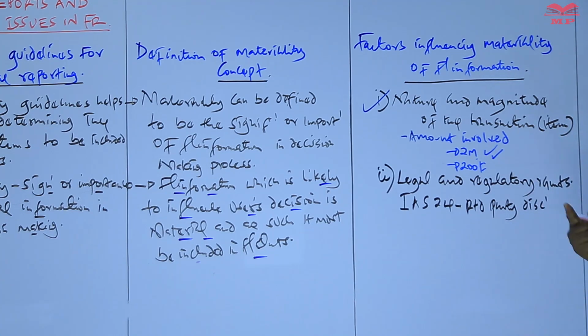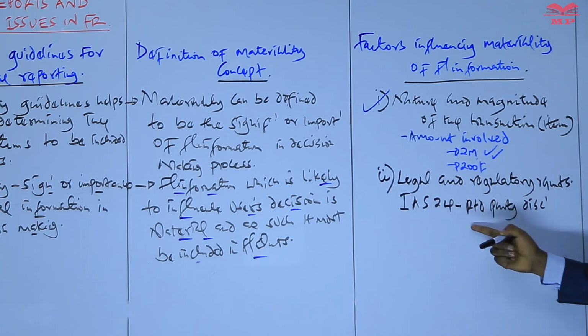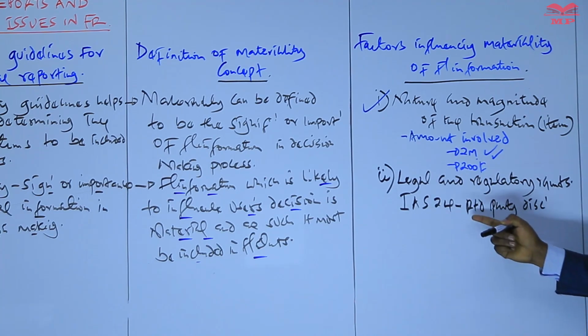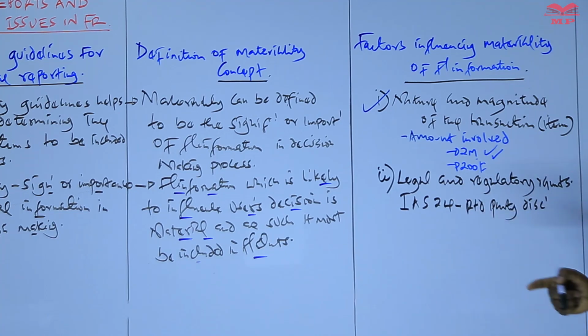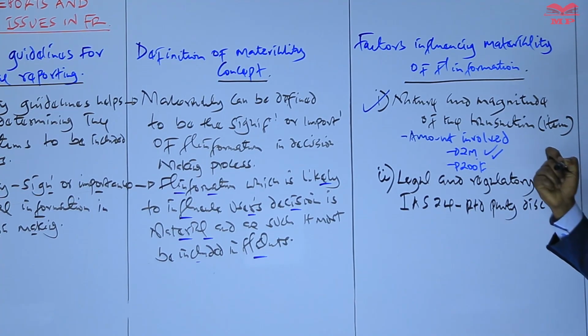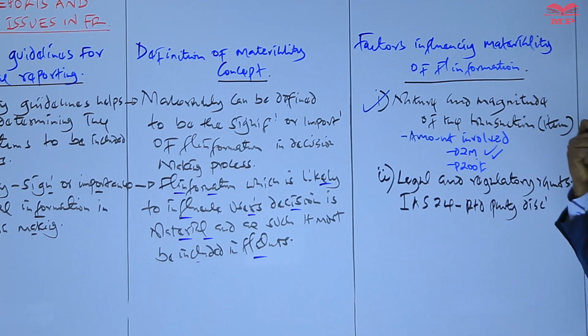They are material because if the company does not disclose those transactions, then the financial statements prepared do not comply with this standard, because the related party transactions were not disclosed. So the other factor which determines whether financial information is material is the legal and regulatory requirement. Any financial information which needs to be disclosed by a certain accounting standard or regulatory requirement is material irrespective of the amount.